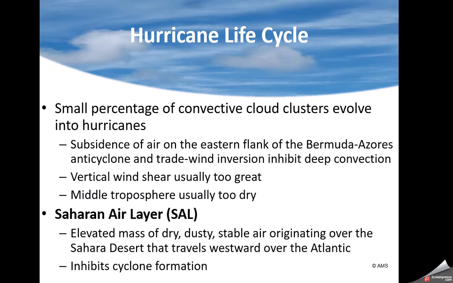So Saharan air layer, that is a layer of very dry, dusty, stable air. It originates over the Sahara Desert. It originates from thunderstorms and all that tend to develop but don't produce any rainfall there. When they develop, they push out a lot of dry, dusty air up into the atmosphere, and this flows with the easterly flow across the Atlantic.